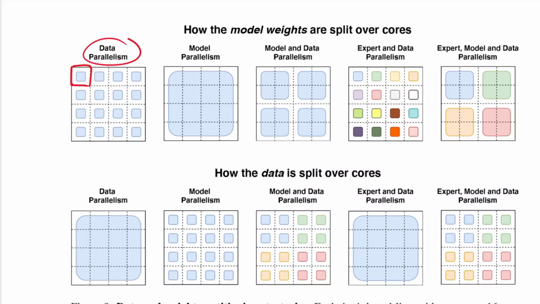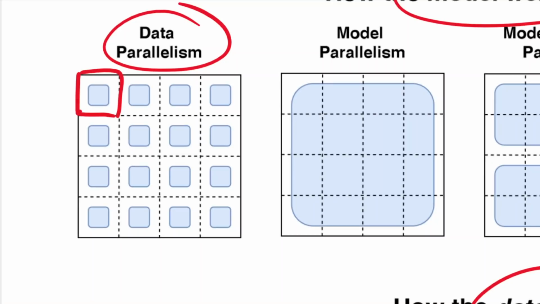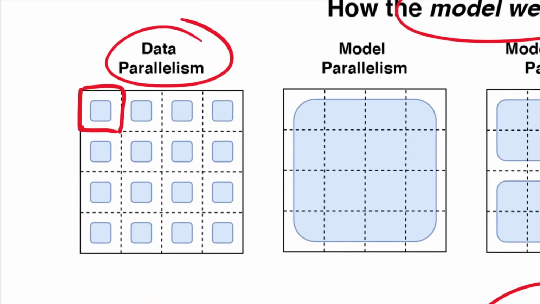So if you use data parallelism, that is the easiest. That is also directly built into things like PyTorch and so on. What you do is, the top row shows how the model weights are split, and the bottom row shows how the data is split. So how to read this is, when you do data parallelism, the weights are split such that each of the 16 cores has the same weights, you see? So these weights right here are the same as these weights, they're all the same.